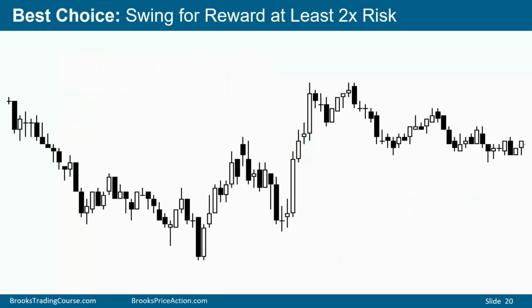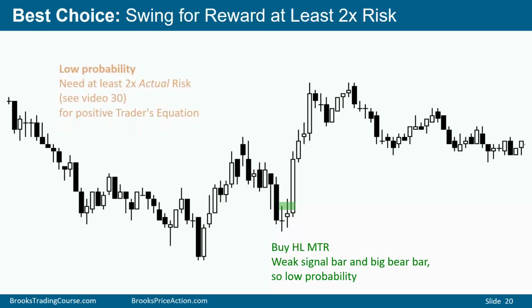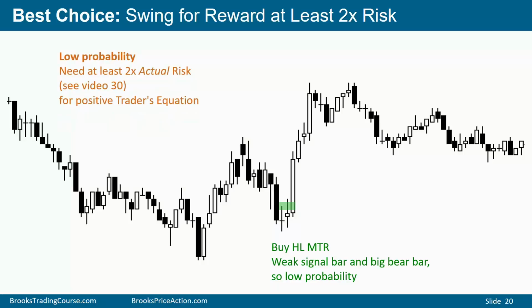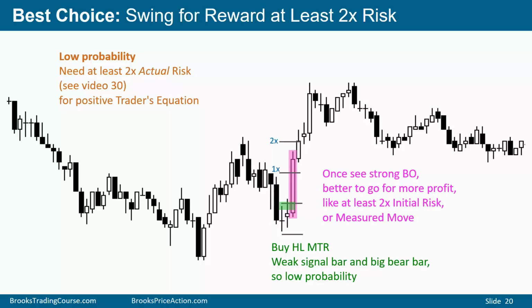So let's say you buy this higher low major trend reversal. It's a weak buy signal bar, a doji instead of a bull bar, and it's following a pretty strong bear bar, so the probability is low. In general, whenever you're taking a low probability trade, you need to get a reward equal to at least 2 times your actual risk. So let's say you buy above the high of this bar. Your actual risk was just below the low of that bar. Let's use your initial risk. You can call it actual risk. It's about the same. So you buy here on this bar.